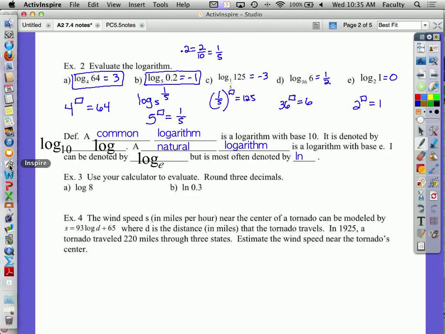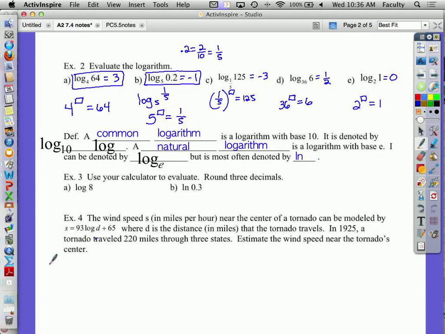All right, now let's look at example 4. Let's see an application here. It says the wind speed s in miles per hour near the center of a tornado can be modeled by s equals 93 log d plus 65. I want to pause right here, though, to point something out so there's no misunderstanding or assumptions made that aren't true. If they mean for this to be the log of d plus 65, like that the plus 65 is inside the log, they will put a parenthesis around it. If there's no parenthesis, this means just the log of d, that's it, plus a 65, okay? Just want to point that out.